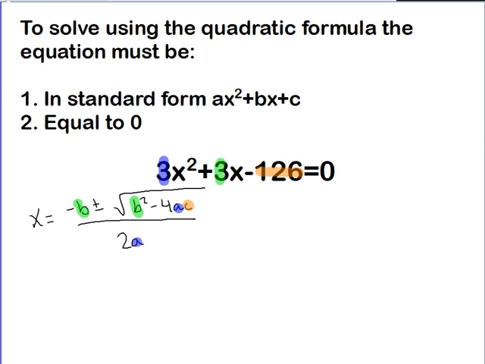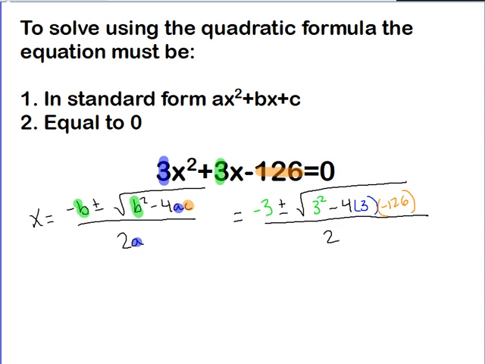All right, so let's go ahead and give this one a shot. So we have x equals negative b. My b is 3, so this is going to be negative 3. Okay, and then we have plus or minus the square root of b squared. So that's 3 squared minus 4 times a, which is 3, times c, which is negative 126. And then that whole thing is over 2 times a, which is 3 for this case.